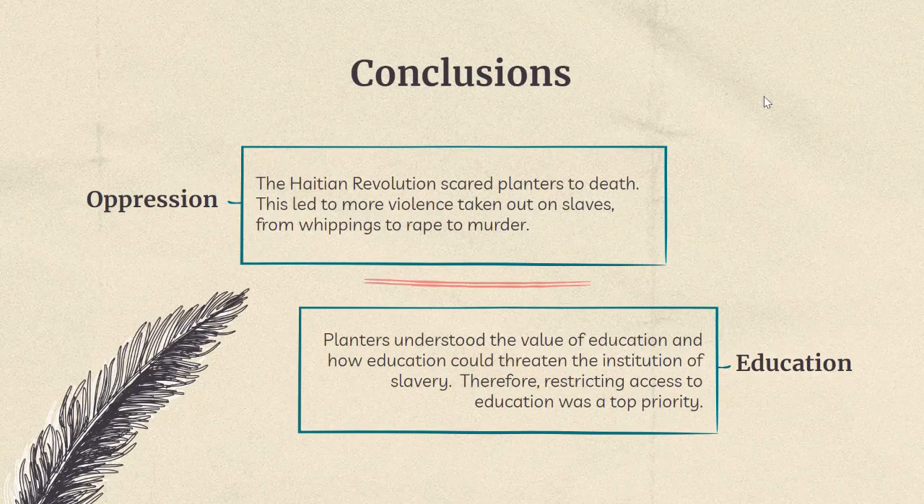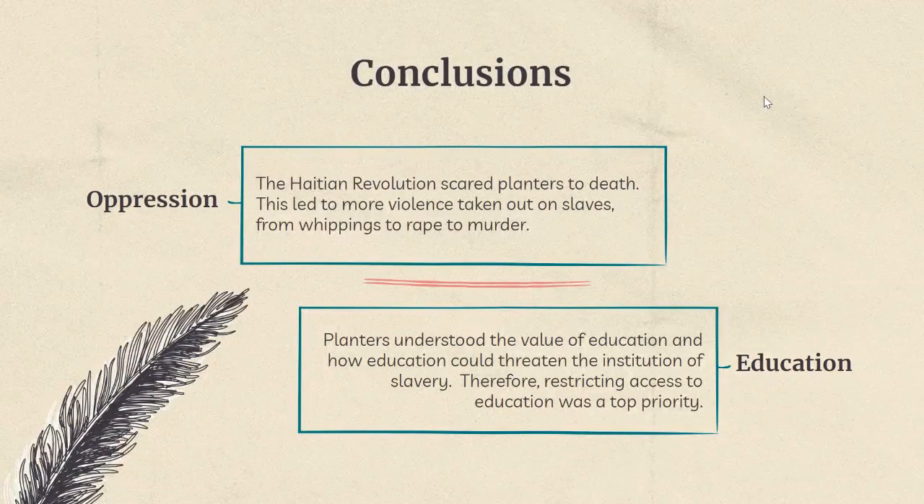Oppression. The Haitian Revolution happened and it scared planters in the United States. So what did they do? How did they react? They became more violent in their ways. They worked harder to oppress slaves in their possession. And this was something that was not done by planter A or planter B, but this is seen throughout the South.